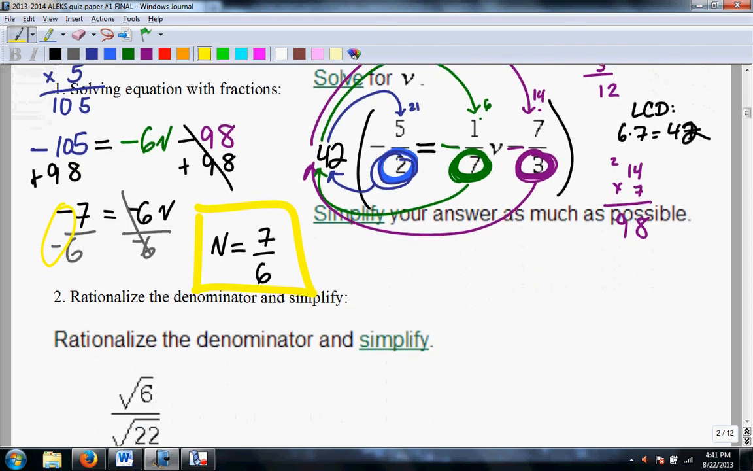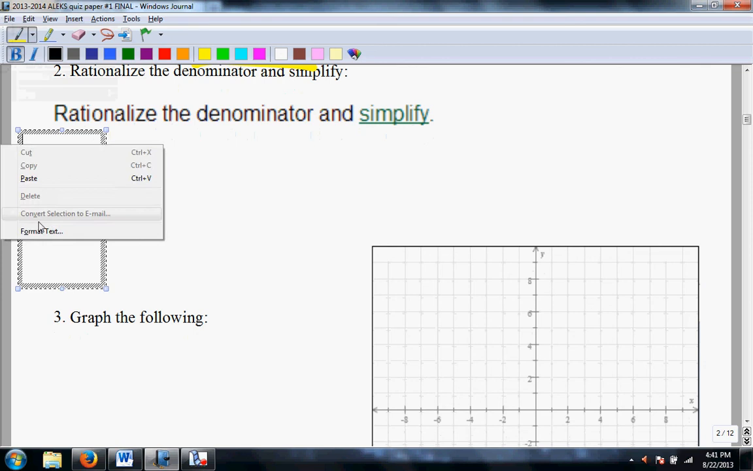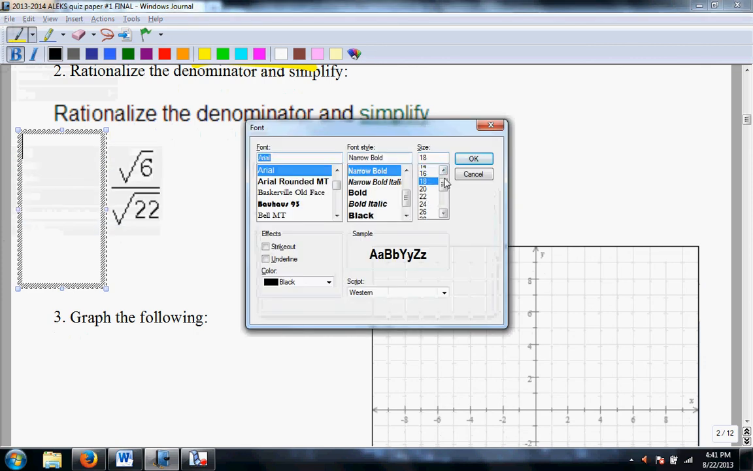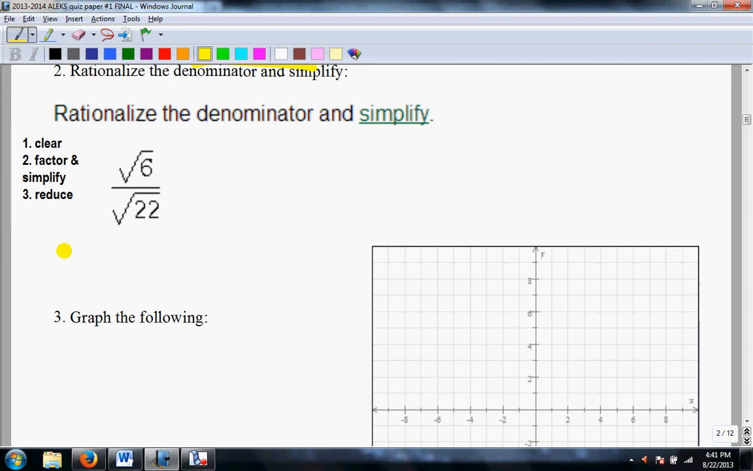That's number 1. Number 2, rationalizing a denominator. You want to follow these steps. The steps are, number 1, you're going to clear the radical. Number 2, you're going to factor and simplify. And number 3, you're going to reduce. So those are the steps we're following here. You're going to clear, factor and simplify, and reduce.